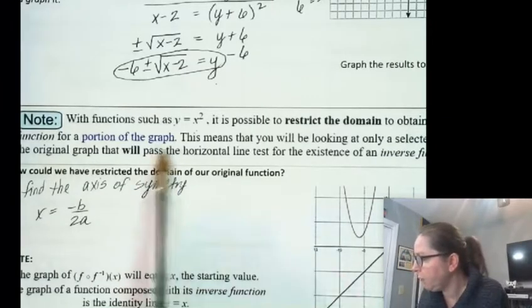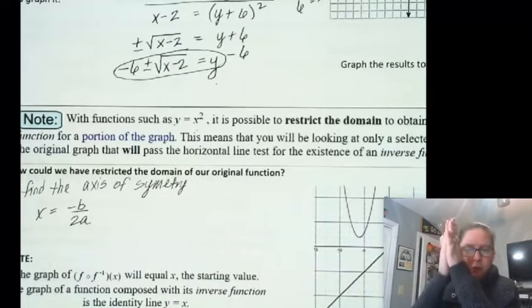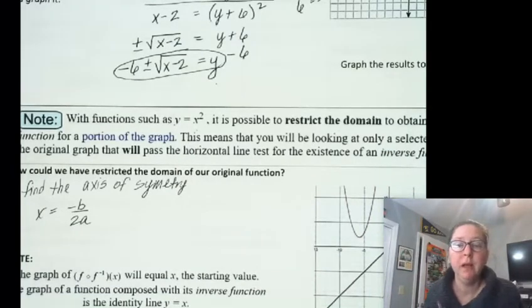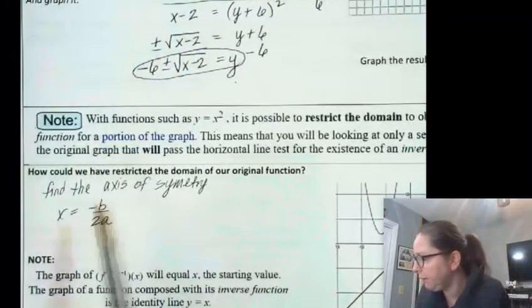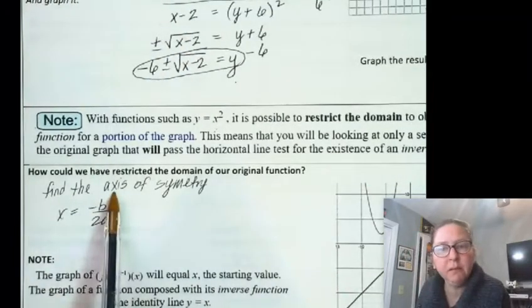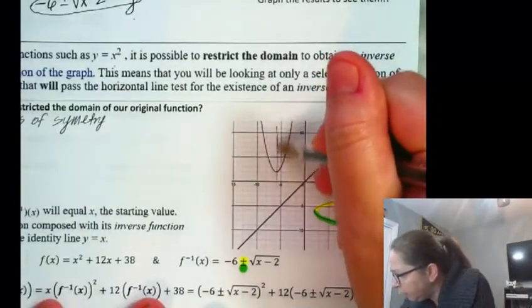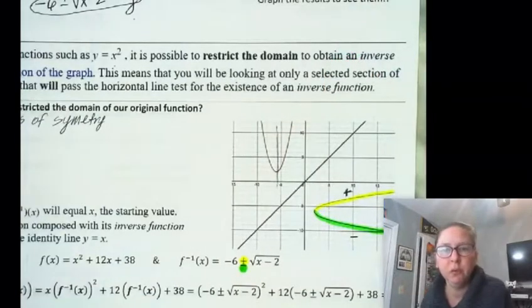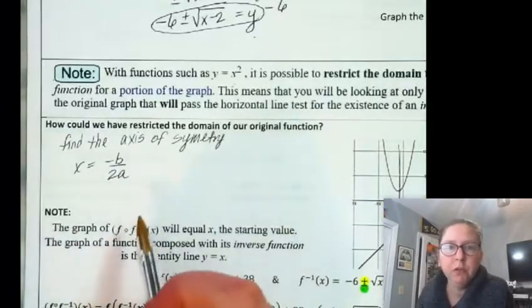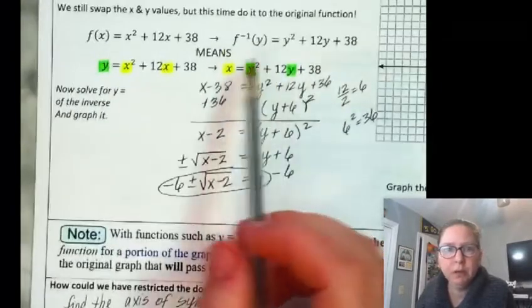We're looking for the part of the graph where I can slice that graph into 2 equal parts, and it will definitely make it become a function. So let's look at how we do this. What I'm going to do is find the axis of symmetry. Remember, with a quadratic, the axis of symmetry is the line that goes through the vertex and cuts it into 2 equal parts. So, given my original equation up here, where is it?